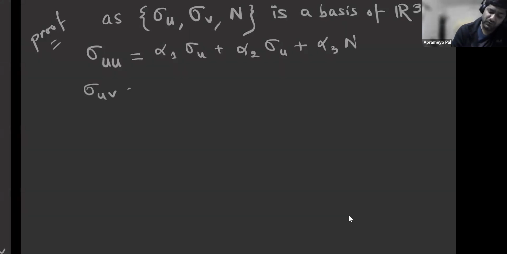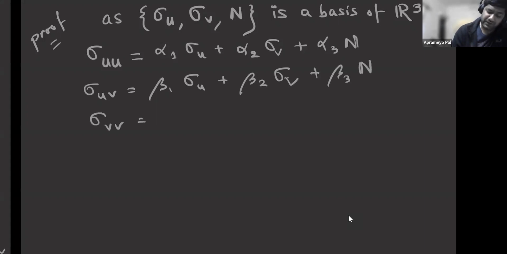And similarly, sigma uv will be, let's say, beta 1 sigma u plus beta 2 sigma v plus beta 3 n. You can also write it in a better notation, in matrix notation, but I'm just following the book's notation. And similarly, sigma vv is, let's say, gamma 1 sigma u plus gamma 2 sigma v plus gamma 3 n.